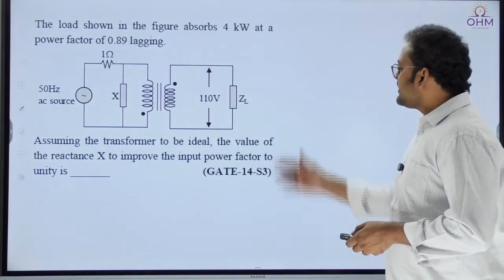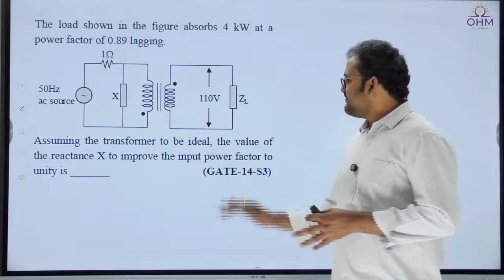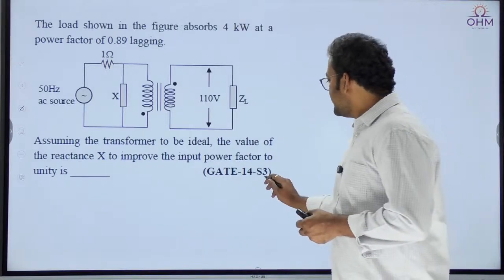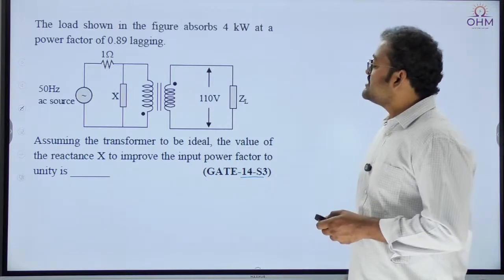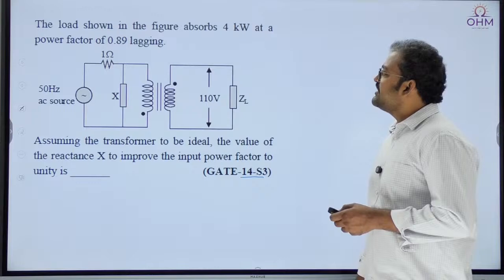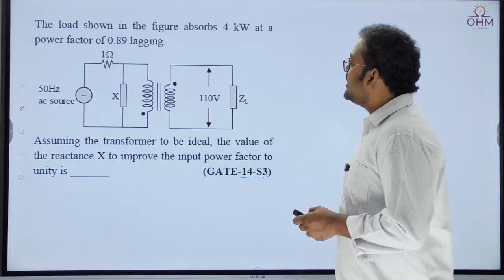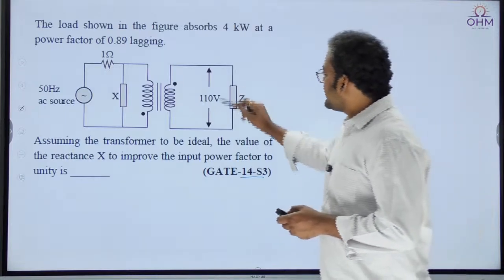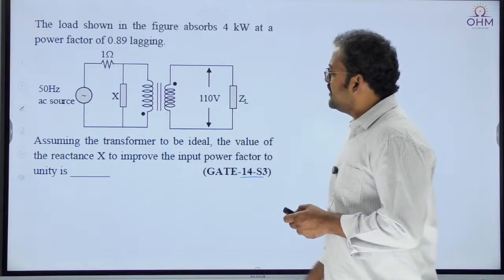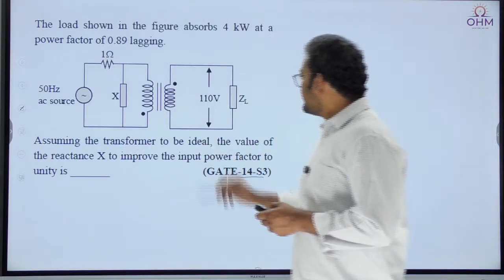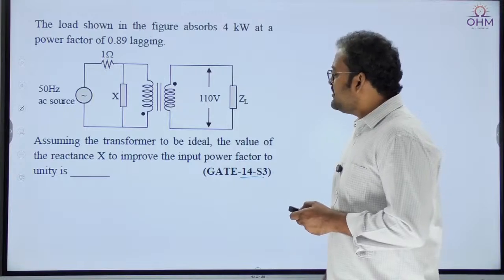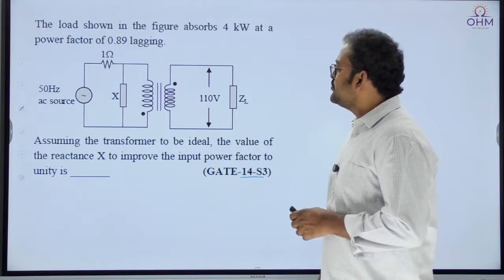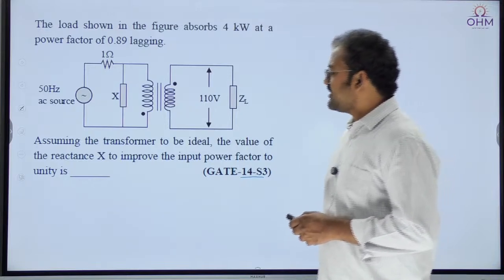All right. Now we will try to answer a question related to this phasor diagram concept. So see that loaded condition concept. This is a question in GATE 2014 exam. Let's see the problem. The load shown in the figure absorbs 4 kilowatt at a power factor of 0.89 lagging. You can see the load is on secondary side. The voltage was 110. And assuming the transformer to be ideal, what is the value of the reactance X to improve the input power factor to unity?